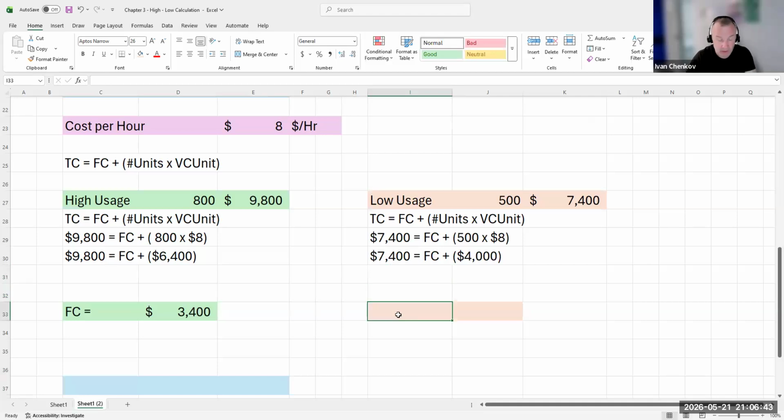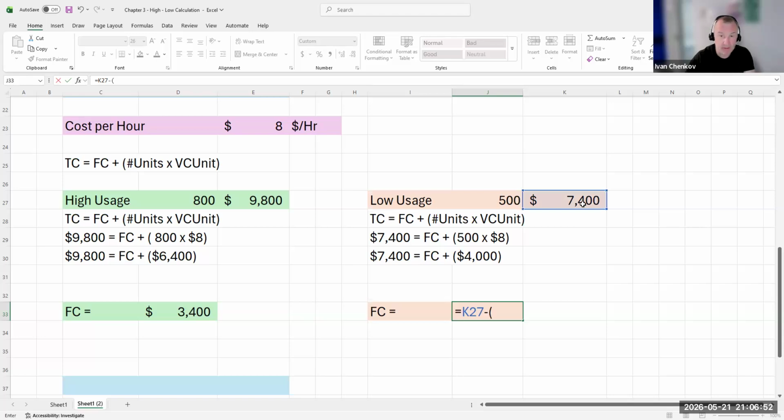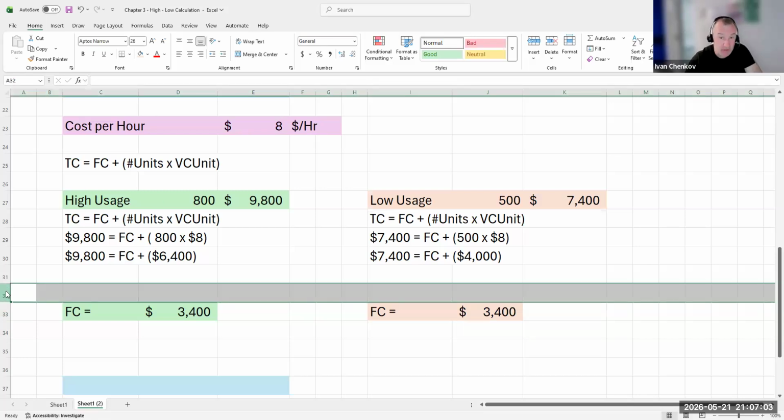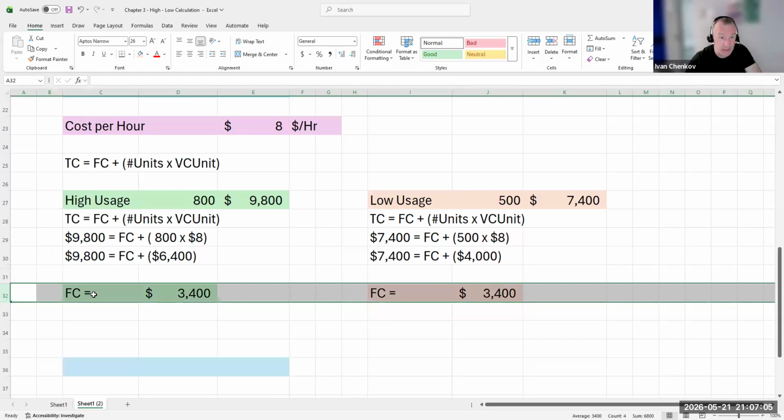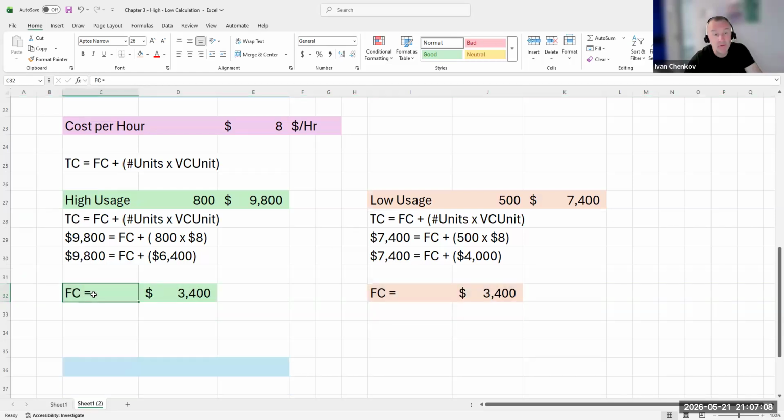If I have to calculate now, the fixed cost should be equal to 7,400 minus (500 times $8). My fixed cost should be equal to $3,400. So as you can see, the fixed cost under both methods is the same. When you're doing your assignments, do you have to calculate both points? No, you don't. Once you get one point, you're done.